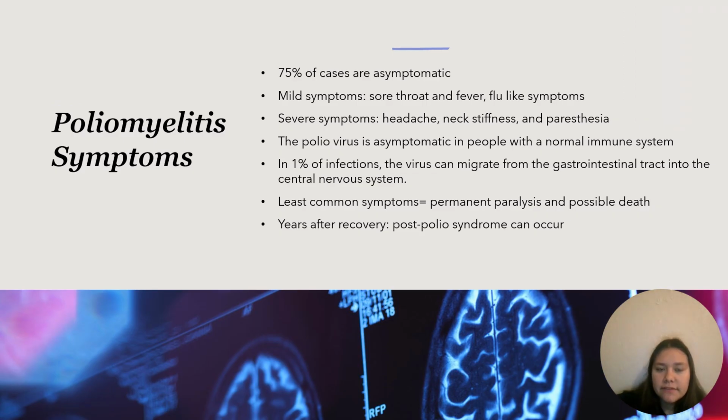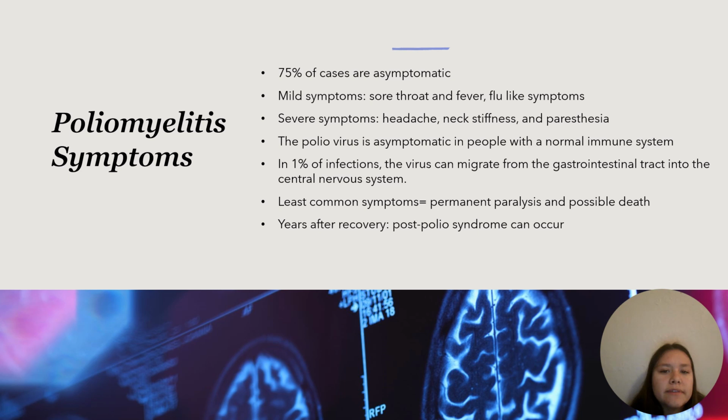For polio symptoms, 75% of cases are asymptomatic. The mild symptoms will look like a sore throat and fever, like flu symptoms, while the more severe symptoms include headache, neck stiffness, and paresthesia. The poliovirus is asymptomatic in people with a normal immune system, so the mild symptoms are not usually seen. Usually you have either a normal immune system and you're asymptomatic, or you have a compromised immune system and are going to experience more severe symptoms.